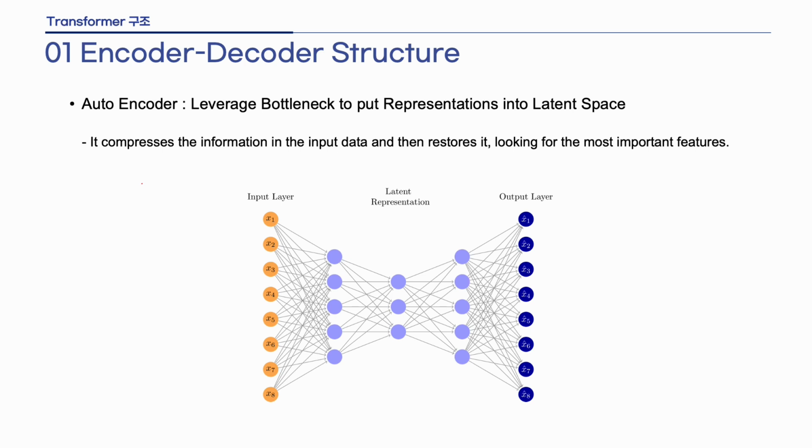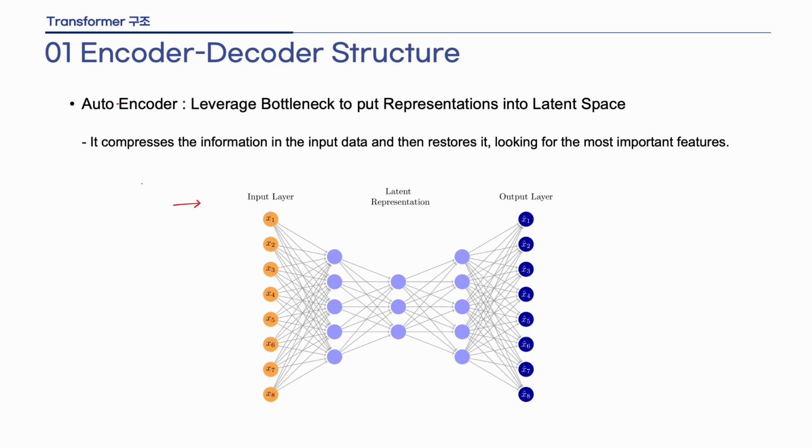Before we dive into the structure of a Transformer, we should understand the encoder-decoder structure, because Transformer is a subset of the encoder-decoder structure. The very first encoder-decoder model was proposed in the autoencoder paper. The autoencoder is a kind of deep learning structure, and it leverages a bottleneck to put representations into latent space.